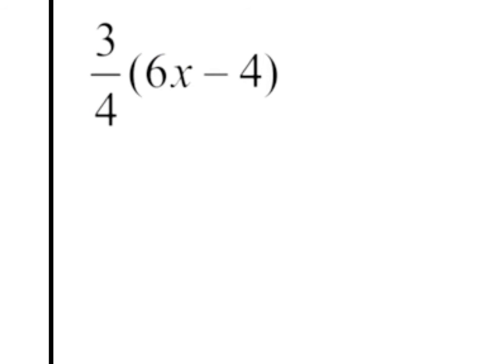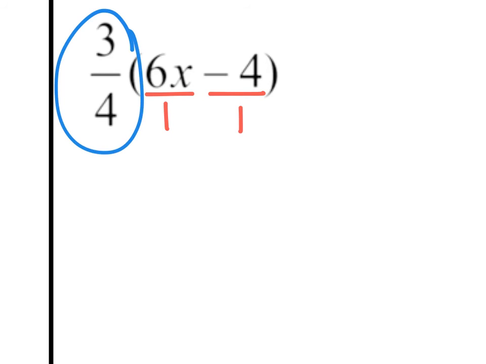Right now, 6x and negative 4 are not fractions. We want to make them into fractions so that we have all the same thing. So now I have 3/4, 6x over 1, and negative 4 over 1. Those are all fractions now. Now we're going to distribute. I'm taking 3/4 and I'm double dipping it. First thing I do is multiply 3/4 times my first term, 6x over 1.